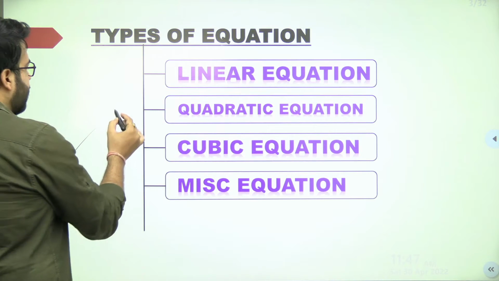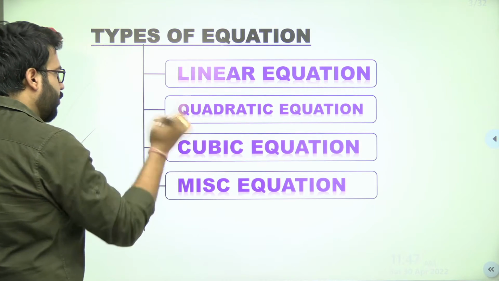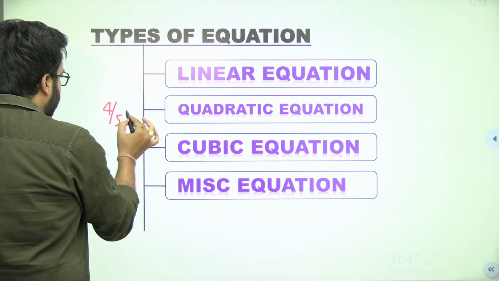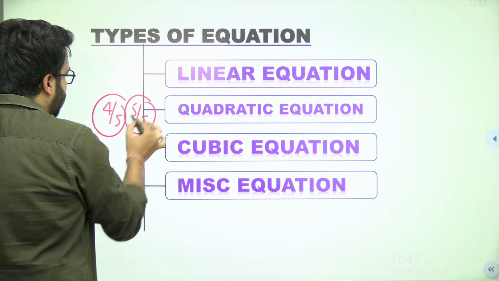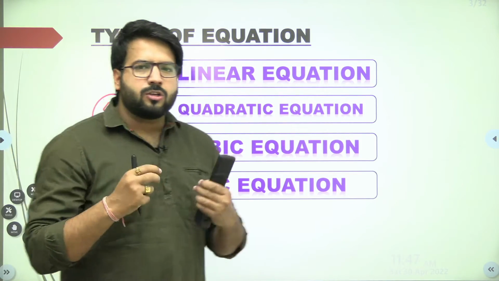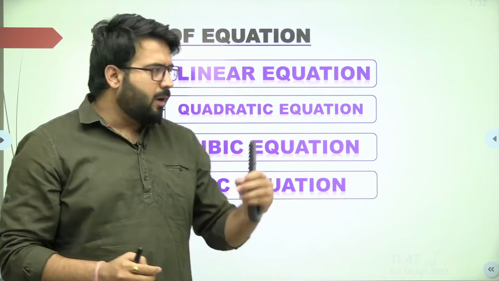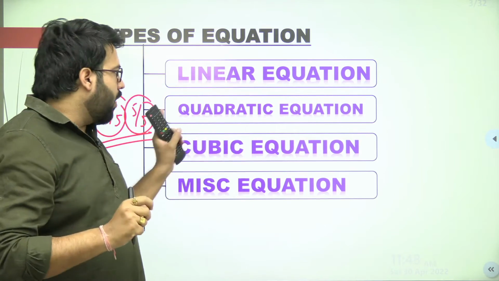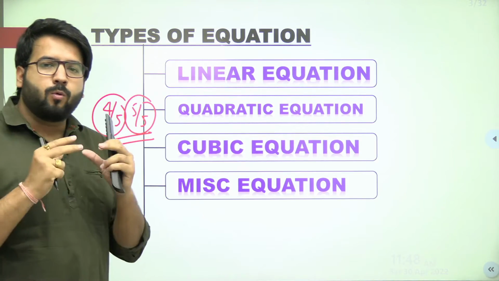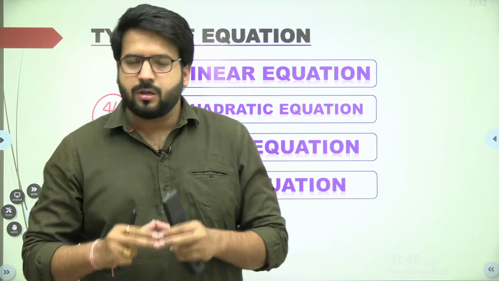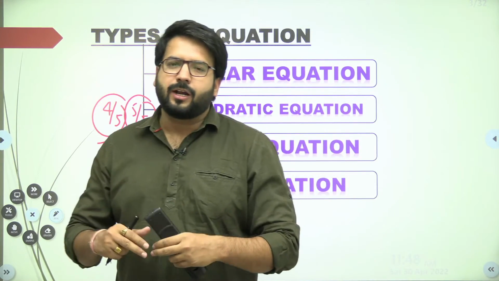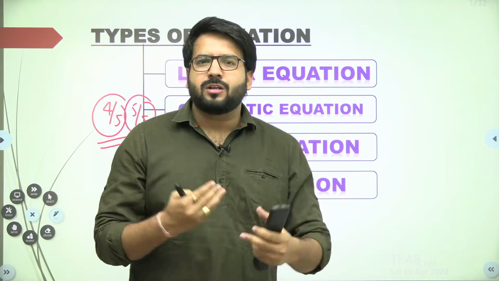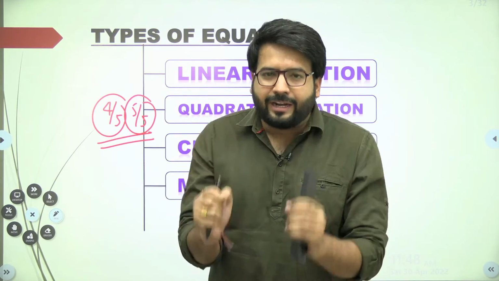If 5 questions are coming, then 4 out of 5 or 5 out of 5 come from quadratic equations. That means the weightage of quadratic equations is more in comparison to other equations. So you have to focus on quadratic equations because most of the questions come from them. But we will discuss every equation and the questions related to every equation in this chapter, because you have to attempt 100% of the questions in the examination, not 90%.